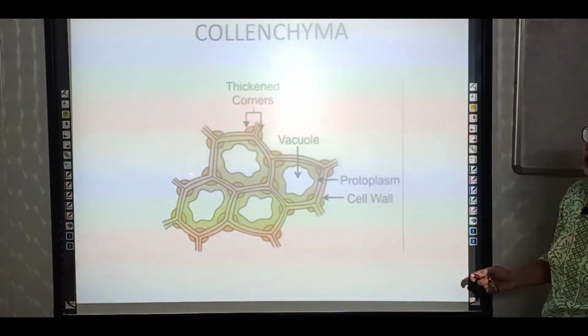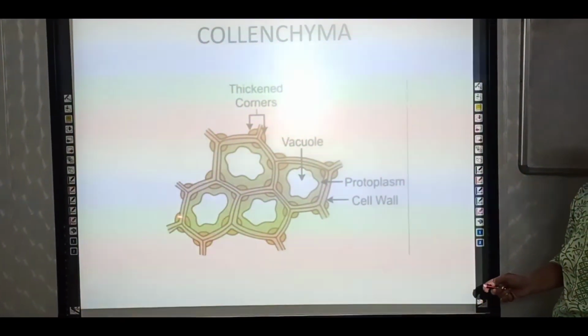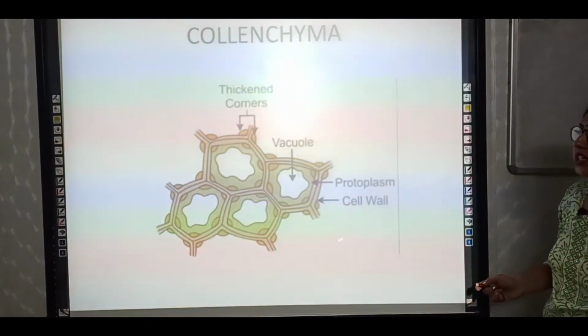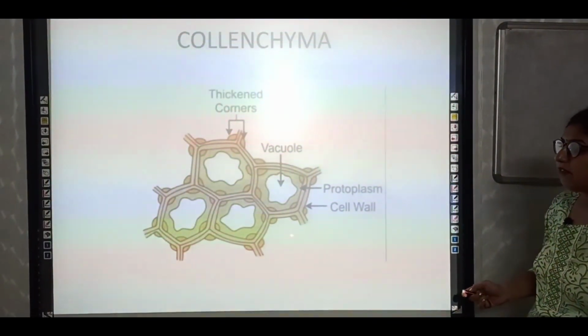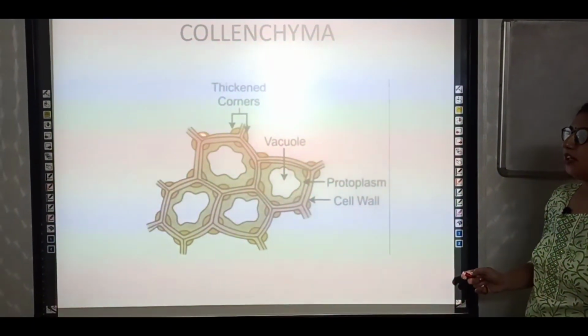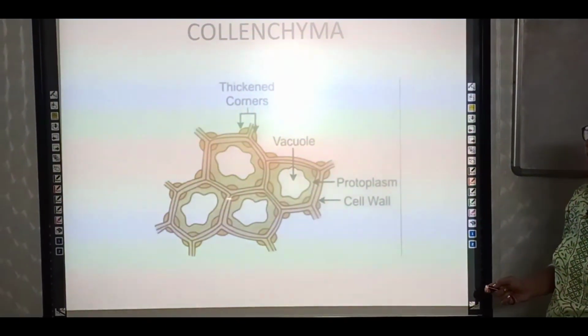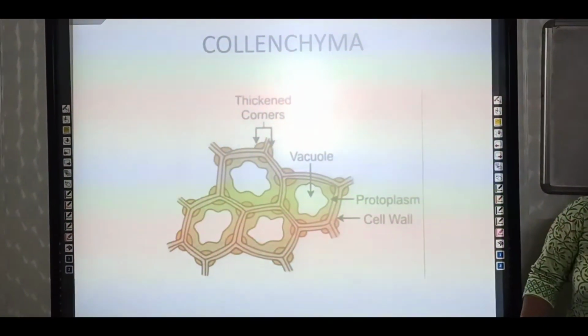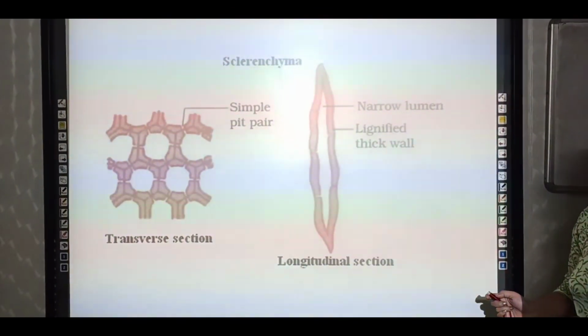This is the characteristic feature of the collenchyma. It provides the stiffness. It is present in the leaves and it provides the stiffness to the plant. It helps to provide the strength. Next simple permanent tissue is the sclerenchyma.